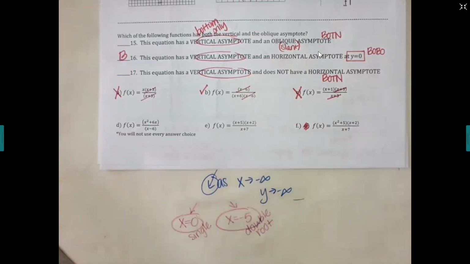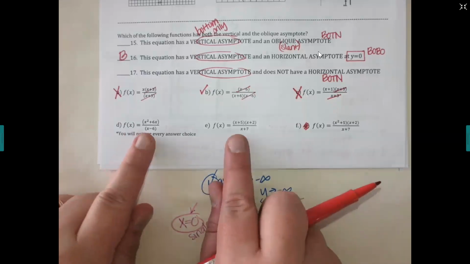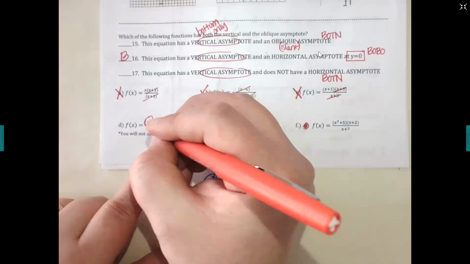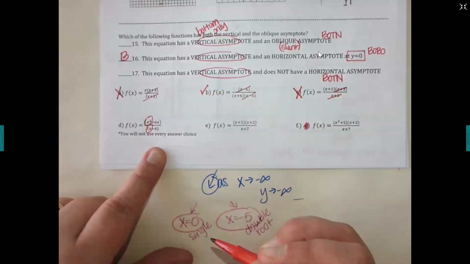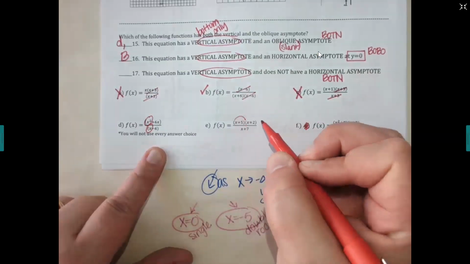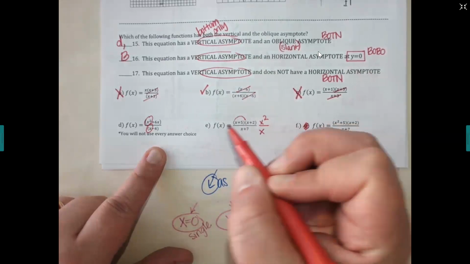Two of those have the top exactly one power bigger than the bottom. Which letters am I talking about? E and D. Now notice the difference. D is multiplied out for you already versus E is in parentheses form. But this is an X squared versus an X, so it's one bigger, so that's gonna go here. And then E is the same way. I have X times X, that's X squared over X, which is also gonna be a slant asymptote.